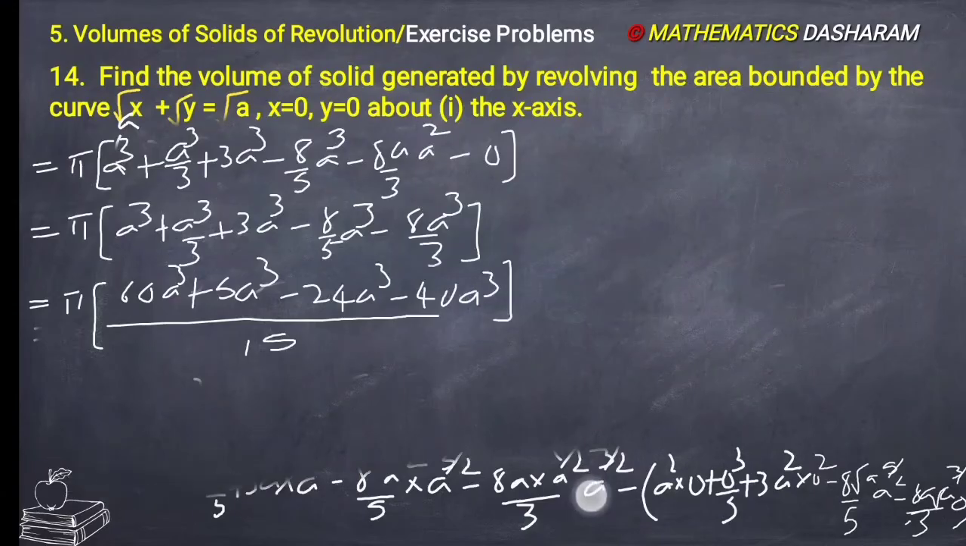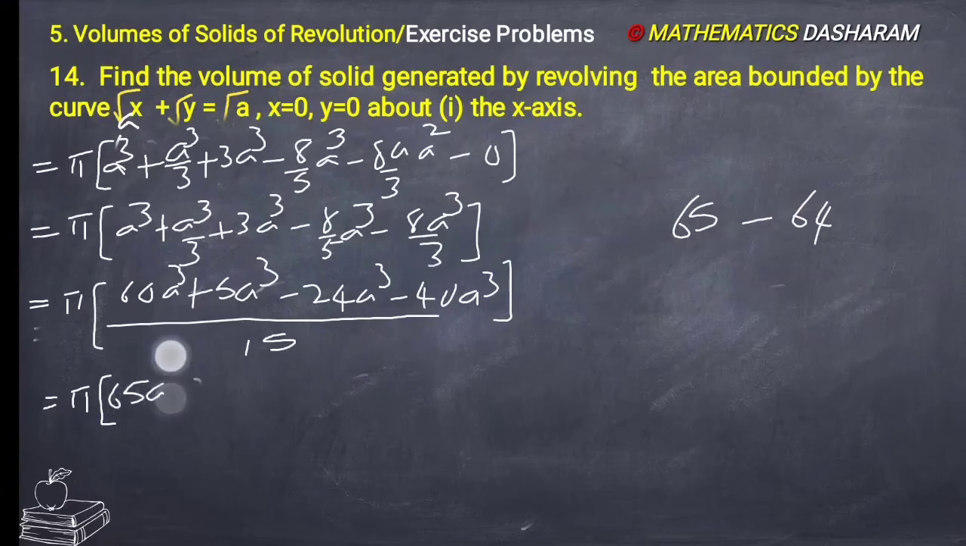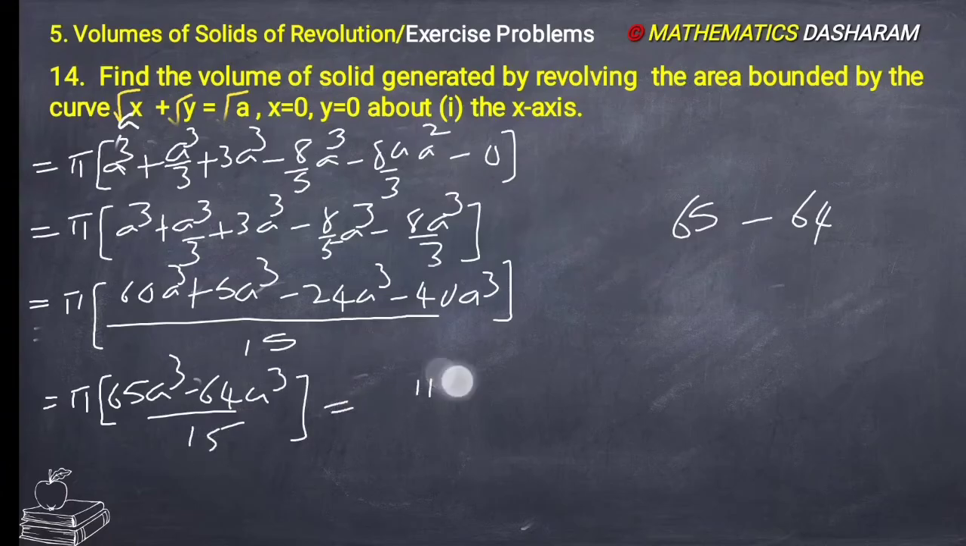So then it equals π times 60 plus 5, 65, minus 24, minus 40, 64. So then it is (65 − 64)a³/15. Then it equals πa³/15 cubic units, which is our required answer.